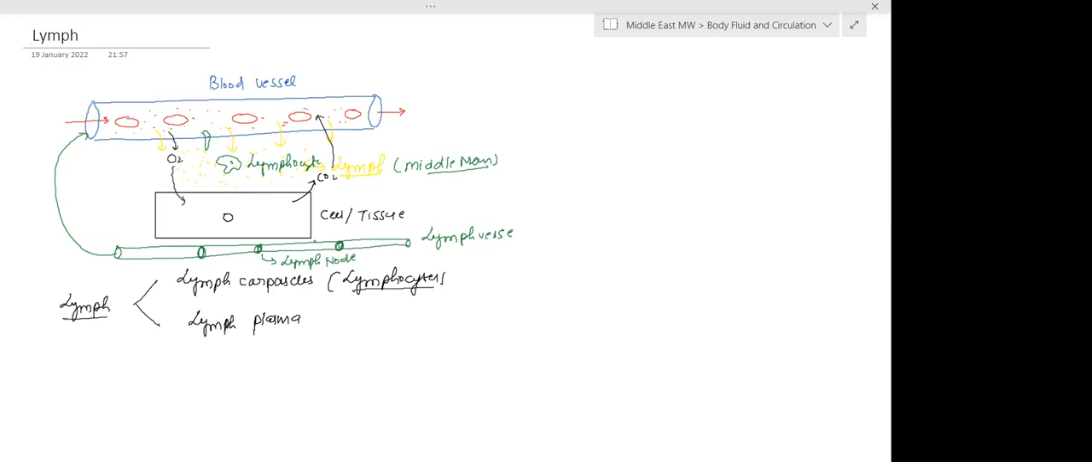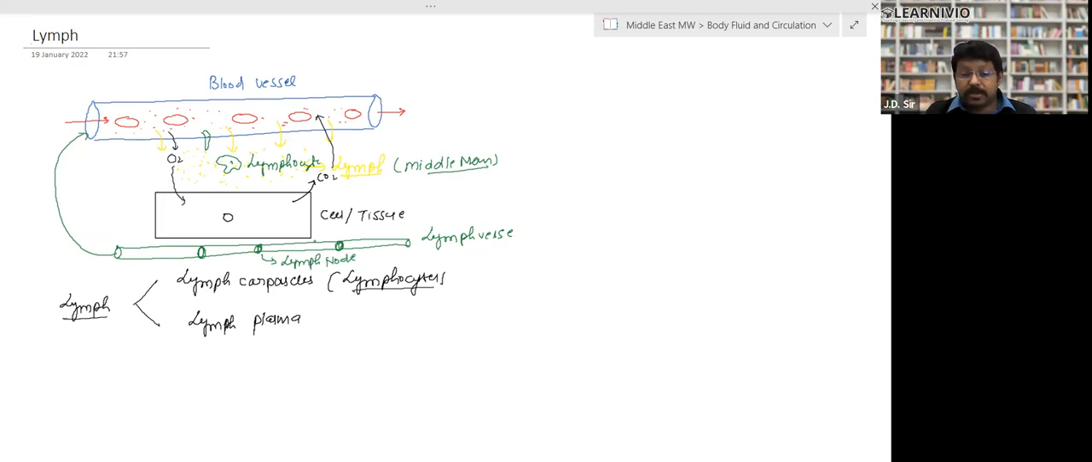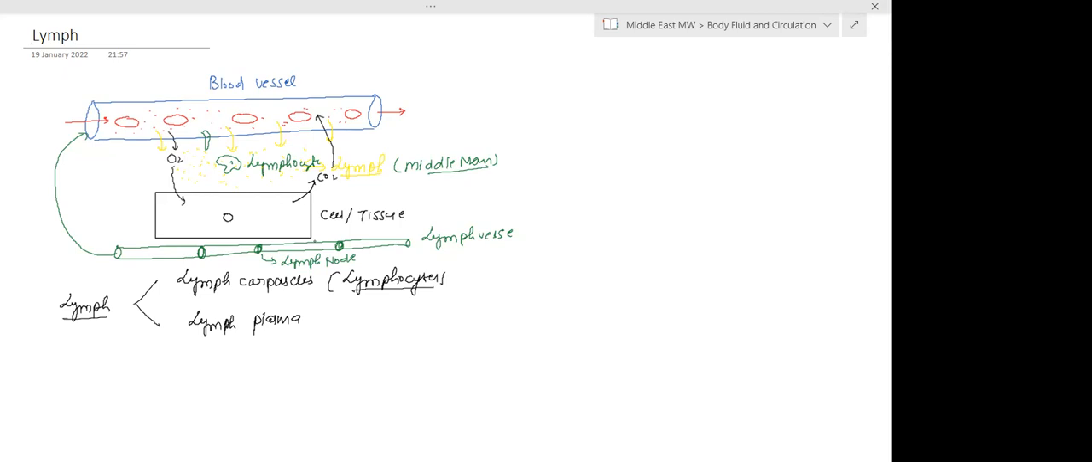Sir, is there any condition where lymph is not leaking out? No, there is no condition. But there are some conditions when lymph gets accumulated. When we get an injury, what happens? I just suddenly fell down, what will happen? My hand will swell over here. Why, sir, is it swelling? Because lymph is accumulating over there.